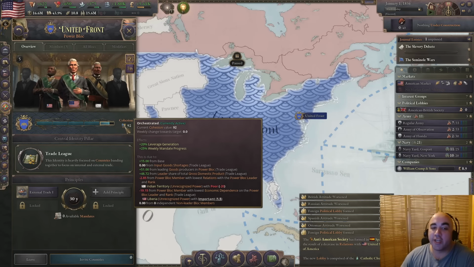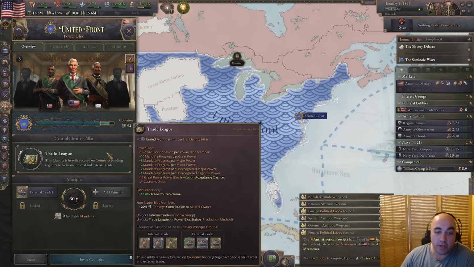The cohesion is really easy to maintain high because this doesn't have a cap from being a leading goods producer in the power bloc, and having a share of GDP I think does have a cap, but for the most part you will almost always be over 80 cohesion on the trade league, and so you'll generate mandate very quickly, very consistently, and also pulling people into your bloc.